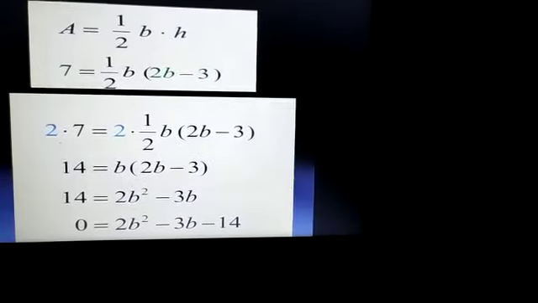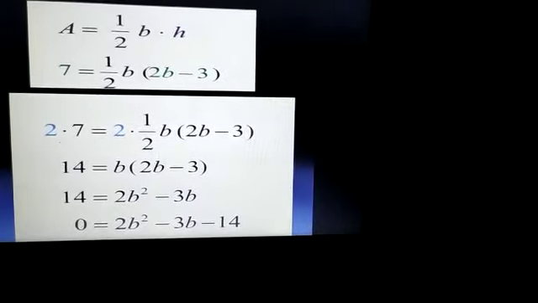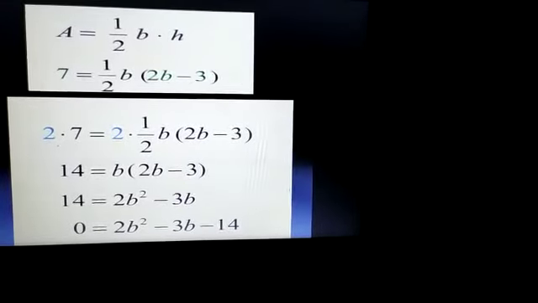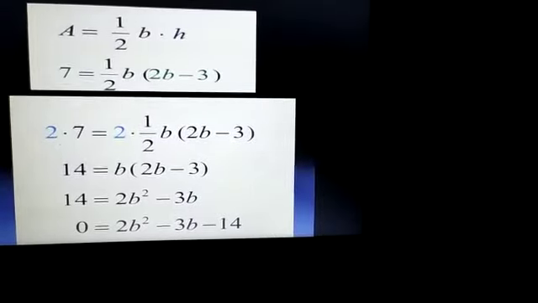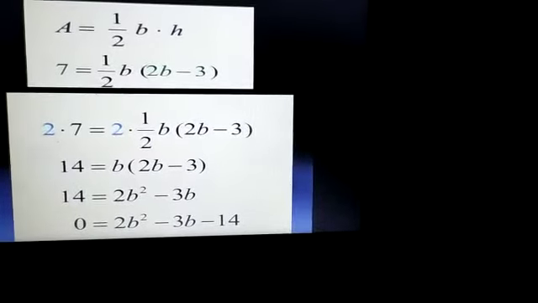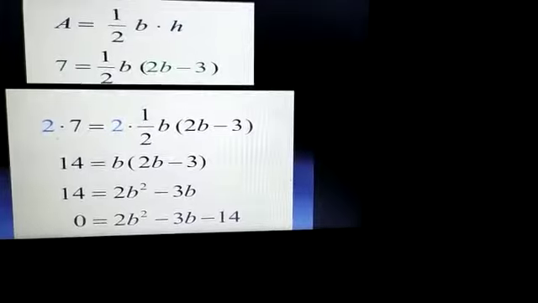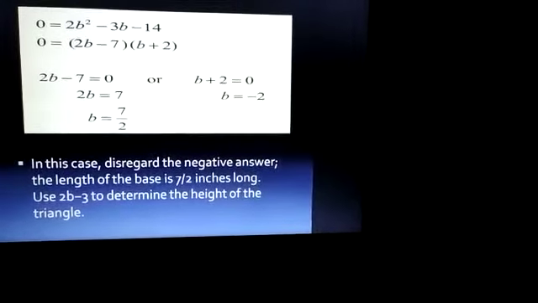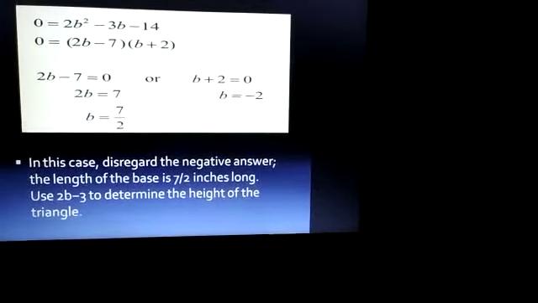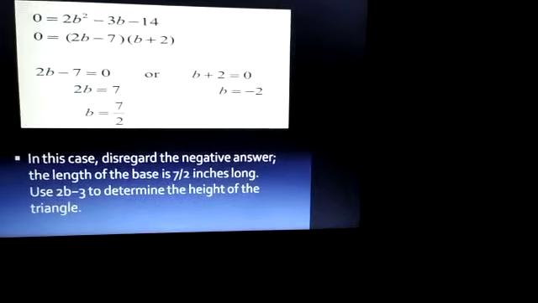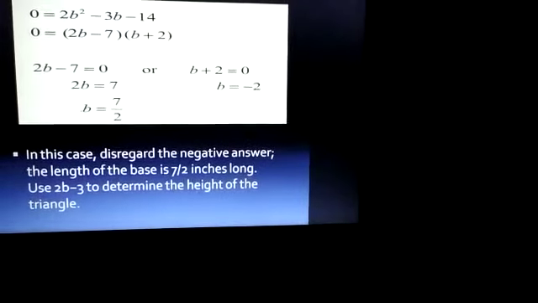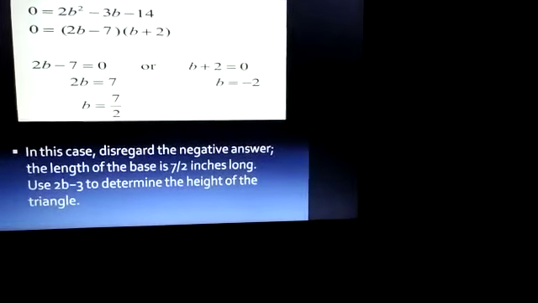Now we simplify this equation, and again we arrive at a quadratic equation which is 2b squared minus 3b minus 14 equal to 0. Now again we factorize this quadratic equation and get two values of b. We get b equal to 7 upon 2 or b equal to minus 2. Now again the base of a triangle cannot be a negative value, so we ignore it. And we accept b is equal to 7 by 2, which is 3.5 inches.